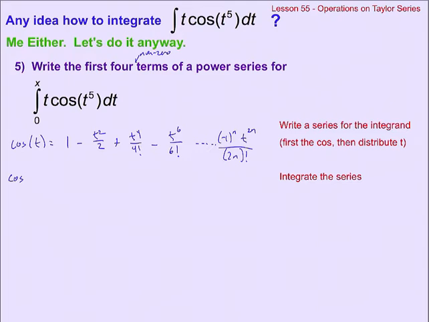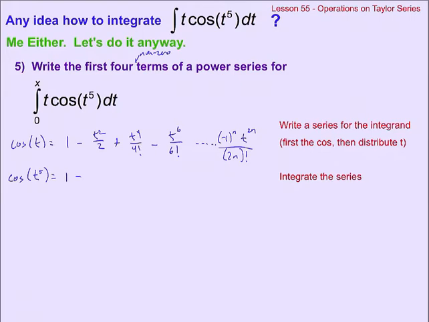So now we're going to write a power series for the cosine of t to the 5th. And you might be saying, wait, that's not the integrand. The integrand is t times cosine of t to the 5th. And you're right. We're not up to that yet. That's our next step. We'll do this one step at a time. So all I'm going to do is plug the t to the 5th in for t every time, just like we did in the last example with the 9x squared.